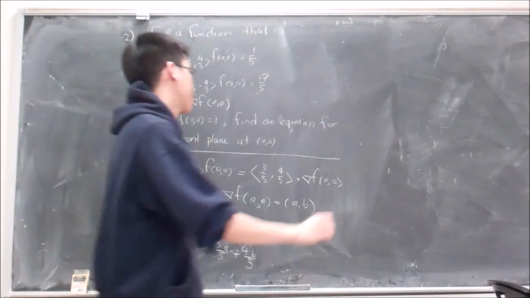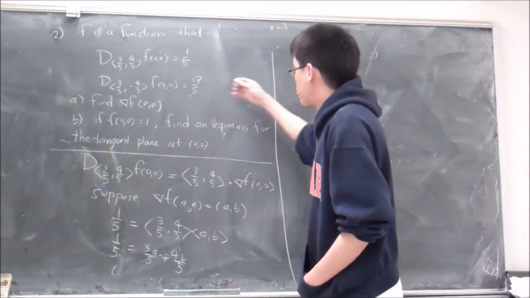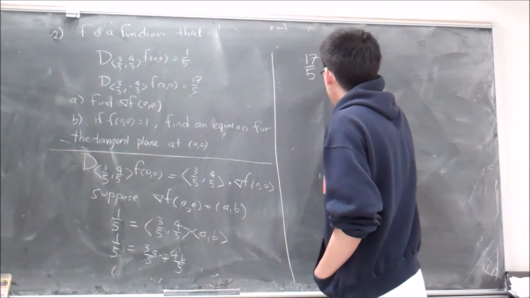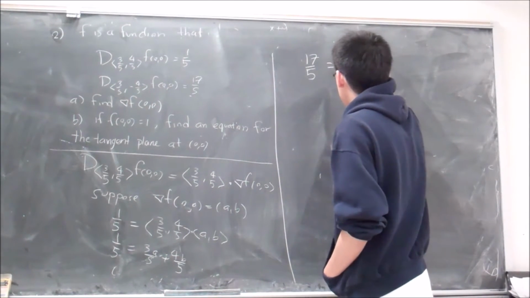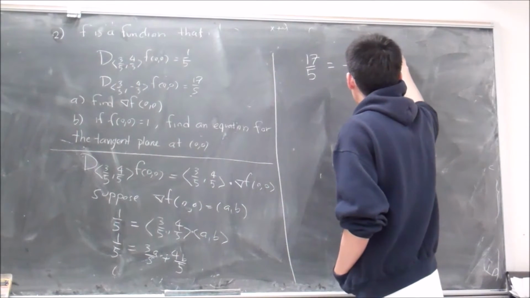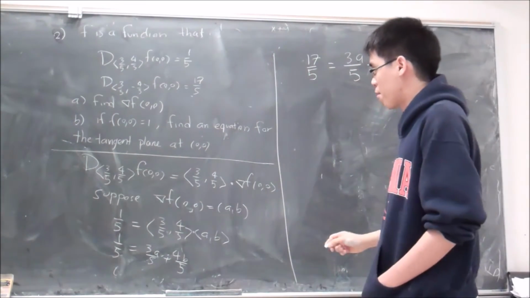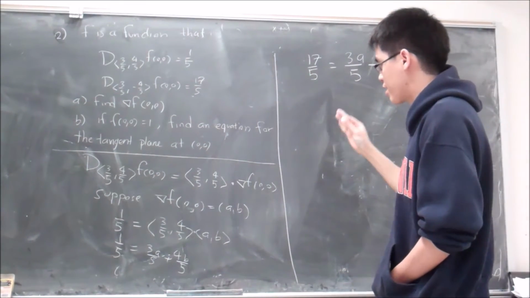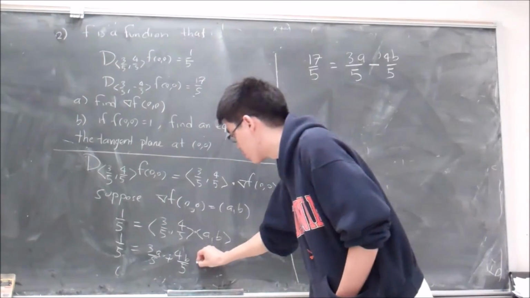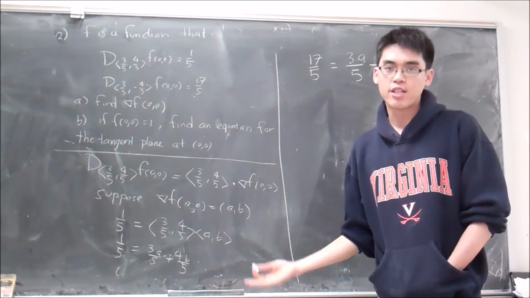And then we can do the same thing for the second equation. If you try the same strategy on this one, you get 17/5 equal to 3A/5 minus 4B/5. But what you want to keep in mind is the end goal is A and B. You want to solve for A and B, and you have these two equations, so it's just a system of equations.